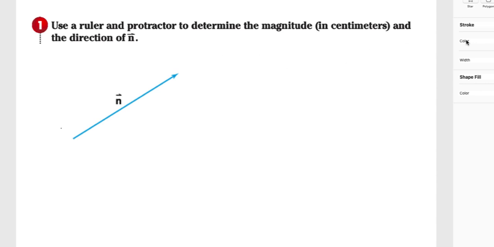One of the easiest questions that you will probably be working on in this section will be to use a ruler and a protractor to determine the magnitude in centimeters and the direction of the vector n, or whatever vector you're given. And so really you literally are measuring this. Now I lifted this from the textbook and it's larger than the textbook, so I'm not going to say what the measure is because it will be different depending on the screen you're looking at.